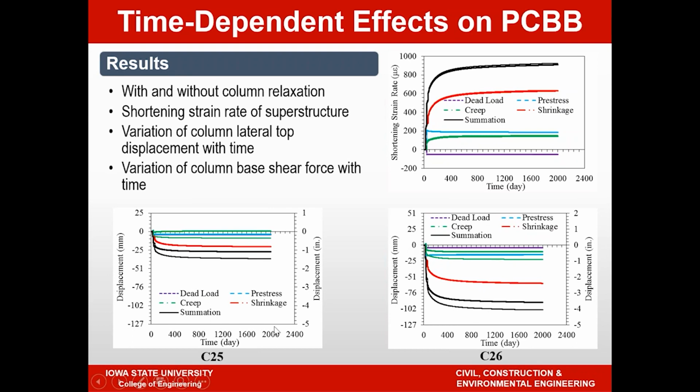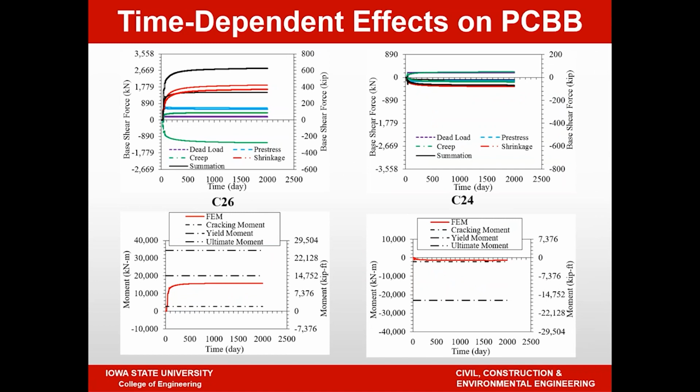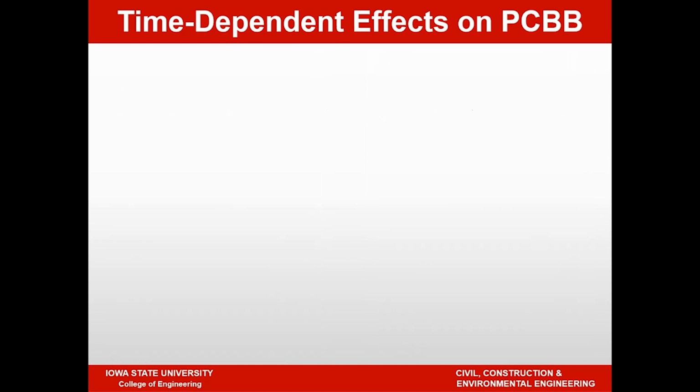The bottom two figures show the column displacement. The column displacement shows again for dead load, creep, pre-stress, and shrinkage, as well as summation. You also see in this case two black lines, which show with and without the relaxation that the system will experience. The next figure highlights the corresponding forces, and you can see more clearly the base shear forces in this case are such that let me just go back to the previous slide.